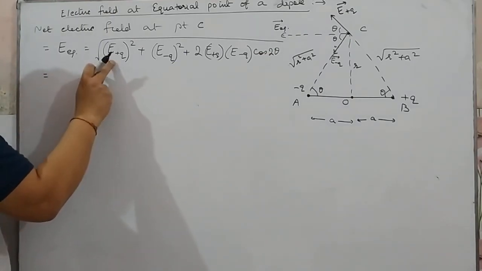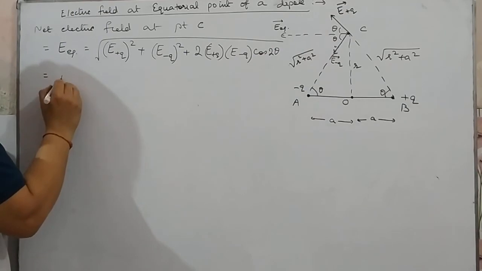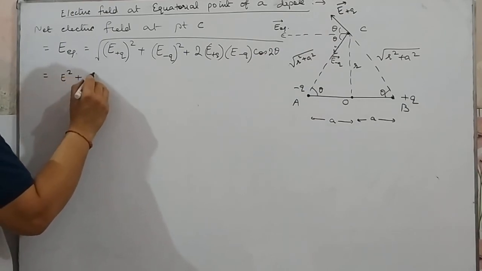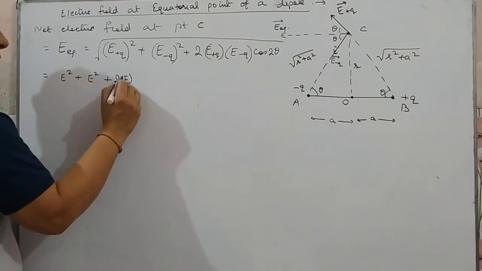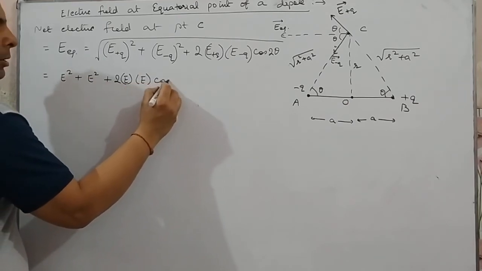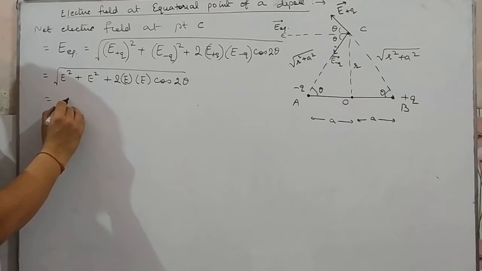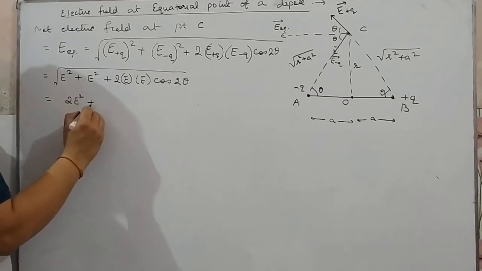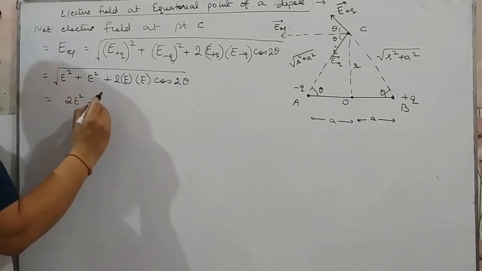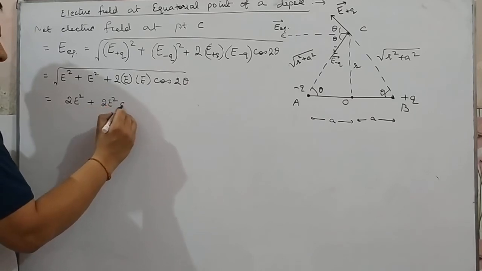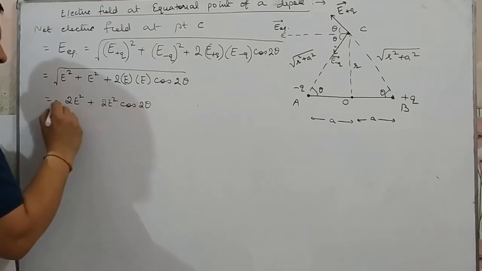So we know that E plus Q and E minus Q are both equal to E. So we have E squared plus E squared plus 2E times E cos 2 theta. The result is 2E squared plus 2E squared cos 2 theta.